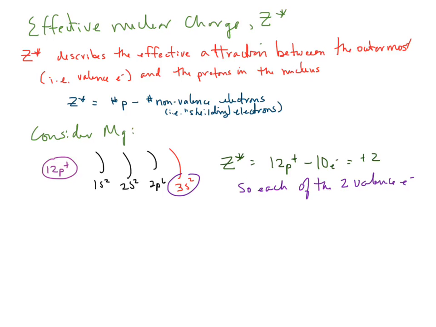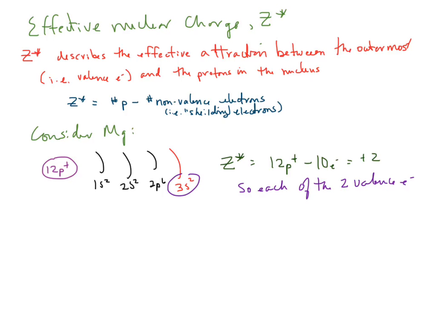A neutral magnesium atom has 12 electrons, and this is how the 12 electrons are configured. 2 electrons in the 1s, and 8 electrons in the principal energy level n equals 2. And then we peter out with 2 electrons in the 3s subshell. So we have 2 valence electrons and 10 non-valence electrons.